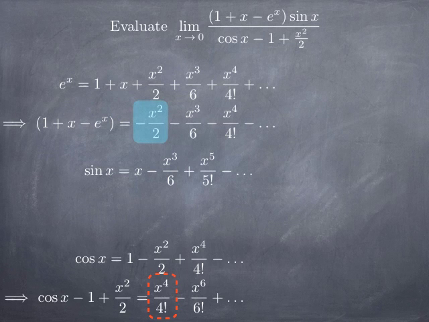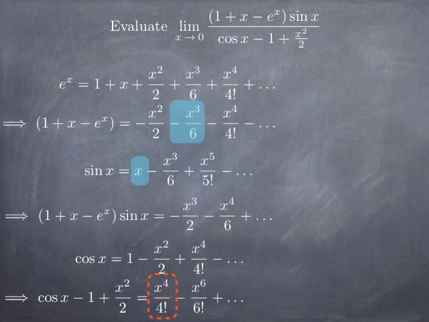So if I look at the product of 1 plus x minus e to the x times sine x, the term of smallest possible degree is going to be negative x squared over 2 times x, and that's going to give me negative x cubed over 2. And then if I multiply this negative x squared over 2 by the next term in sine x, I already get something of degree 5. If I multiply negative x cubed over 6, the next term in 1 plus x minus e to the x, by the first term in sine x, I get something of degree 4. And then the next term will be again x to the 4th times x, so of degree 5.